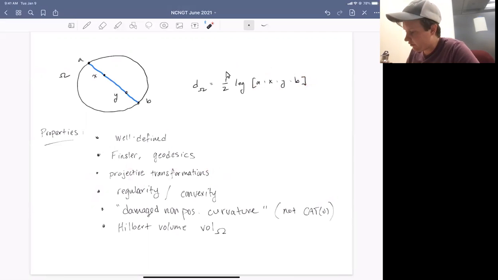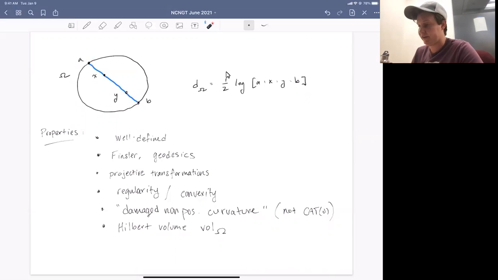The metric is, in general, only Finsler. That means that it's not necessarily Riemannian. It may not come from an inner product. So angles are not necessarily defined. Geodesics, by design, are straight lines.